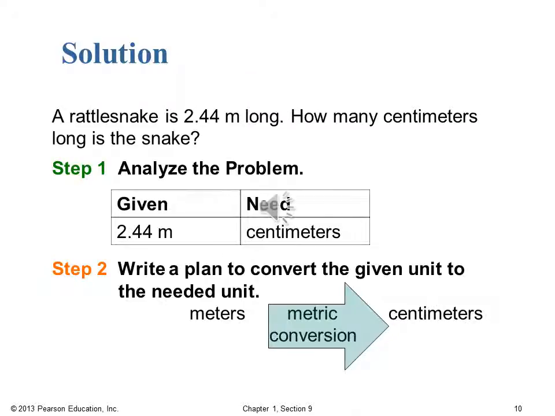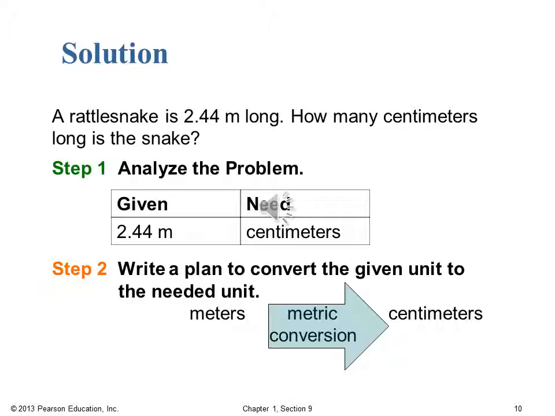Alright, so hopefully you set this up as a standard question. You didn't just pick a multiple choice answer randomly. So step 1, of course, what you're given and what you need. So you're given 2.44 meters. You need an answer in centimeters. Step 2 involves writing that plan. So you need to go from meters to centimeters.